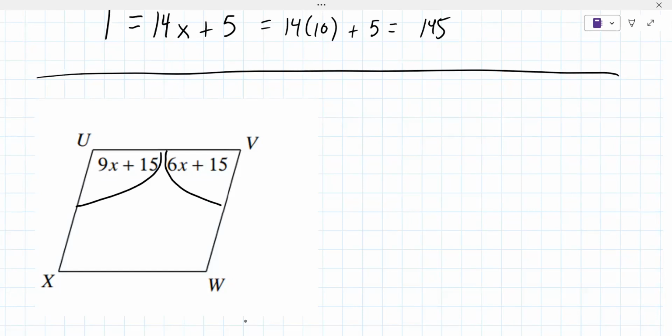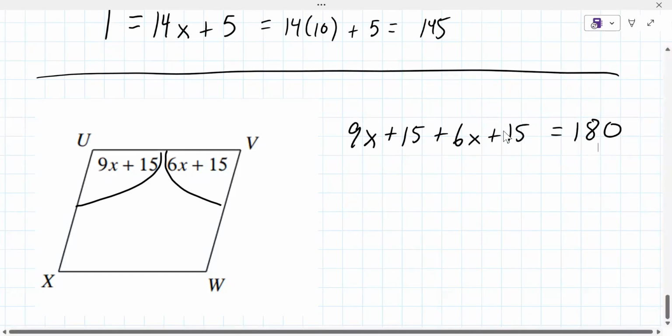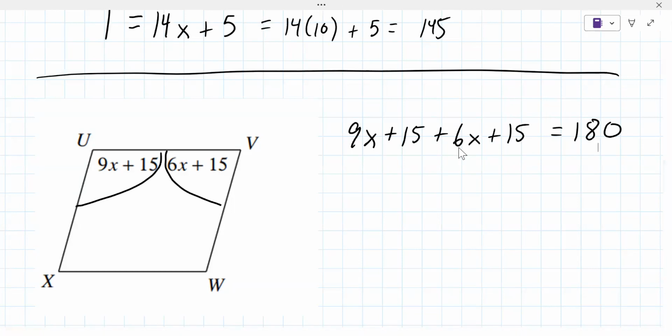These add together to make 180. So it's 9x plus 15 plus 6x plus 15 equals 180. So you always go to the side with the variable. Once you get certain down, you go to the side with the variable. So do I combine both of those like terms, the 9x and the 2 15s? Yes.